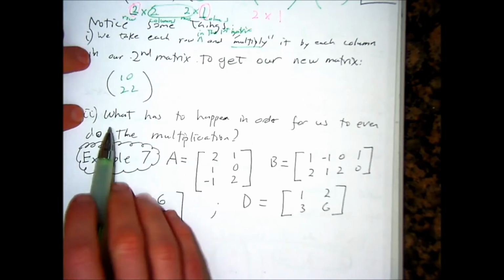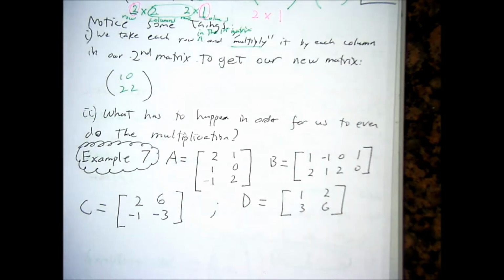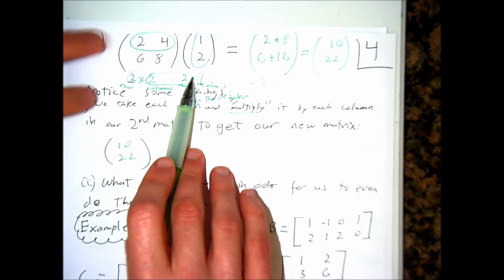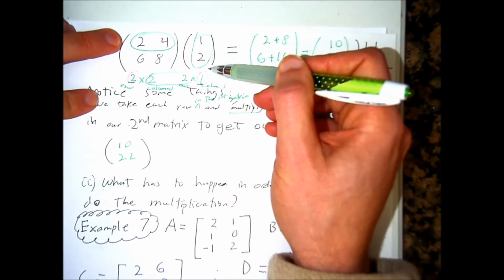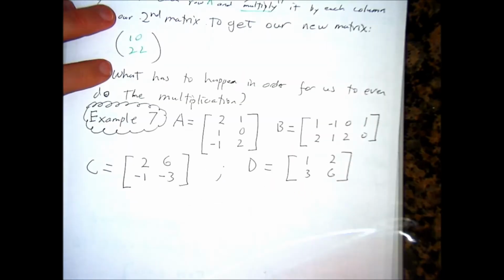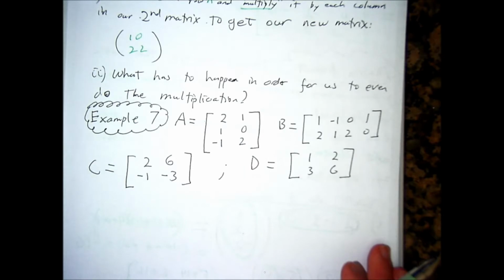But number 2, what has to happen in order for us to even do the multiplication? Like I said, these two numbers in here have to match. The number of columns in the second matrix has to match the number of rows in the first matrix, or else you can't do it. Example 7 helps us see that. So example 7 on page 474.